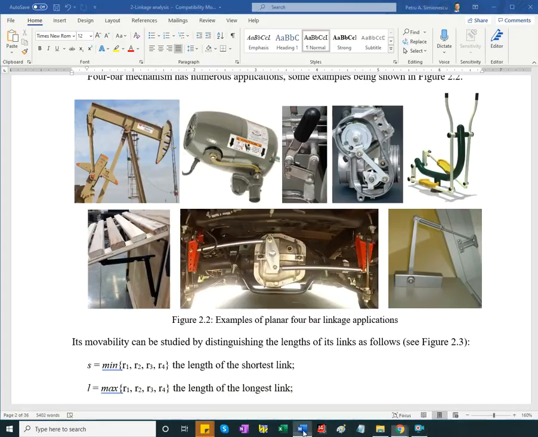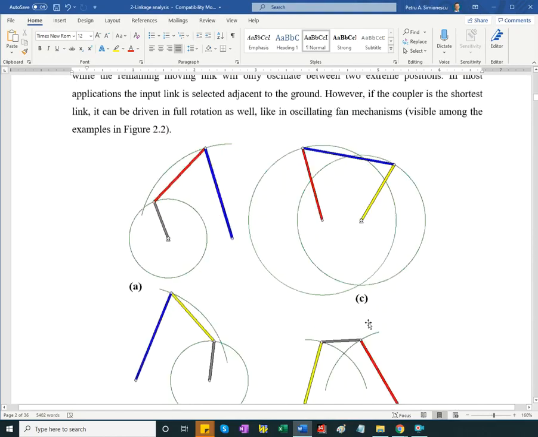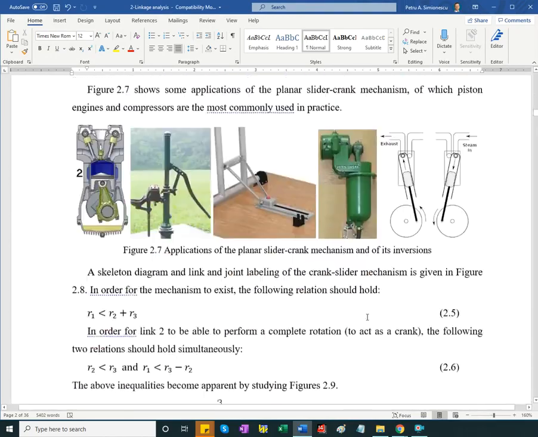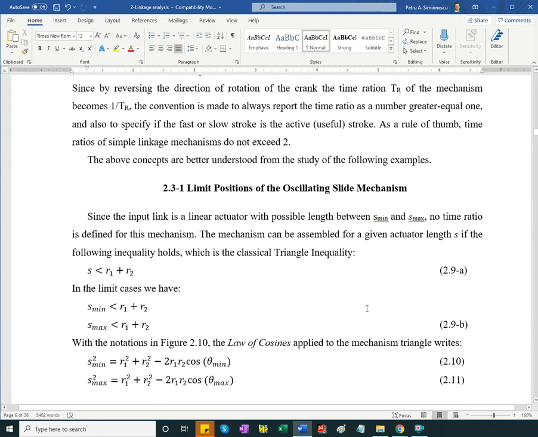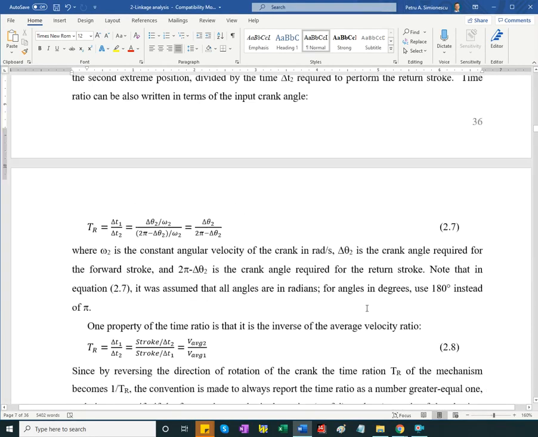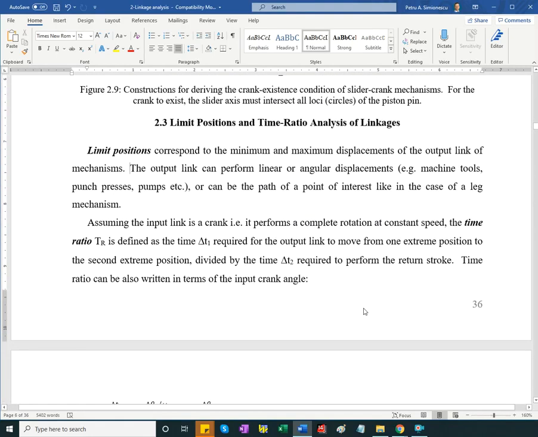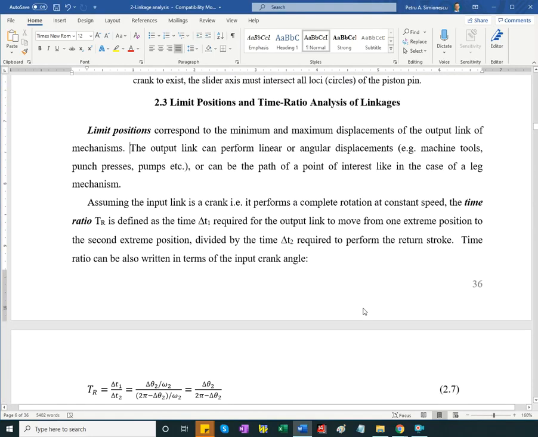Okay, so let's look at limit positions first. The motivation for it, I hope, was clear based on the pump jack example. Otherwise, you would of course think of the possibility of interference. Other than the output link, all the moving links, you want to enclose them, and you don't want them to interfere with the enclosure. Sizing the enclosure would be a matter of studying limit positions as well.